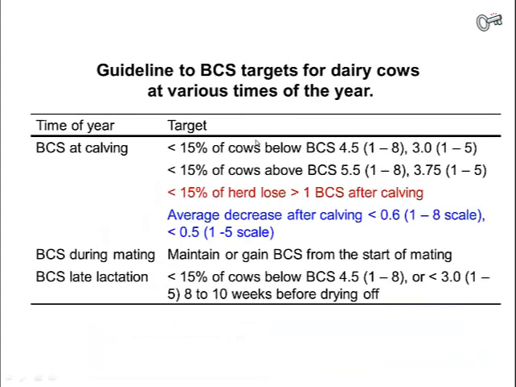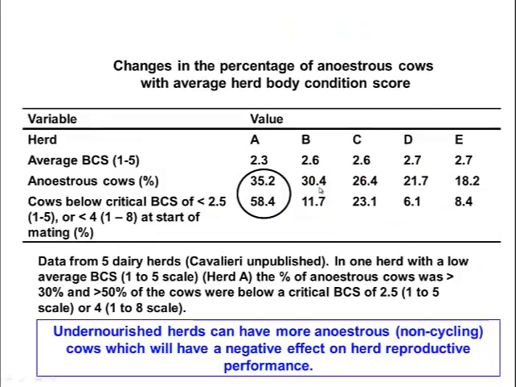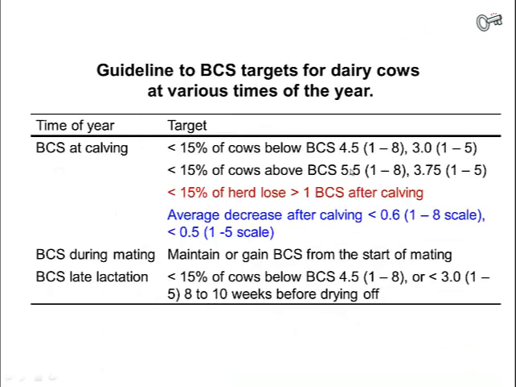So here are the recommended industry guidelines for dairy cows at various stages of their lactation. At calving, we want less than 15% of the herd to have a body condition score of 4.5 or less on a 1 to 8 scale. Less than 15% of cows should also be above a body condition score of 5.5. That is, we don't want cows too skinny, and we don't want them too fat or too many of them.